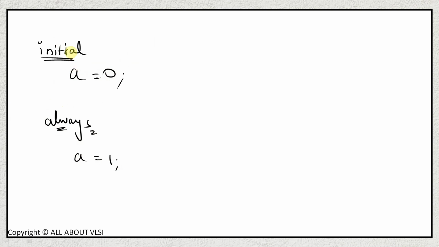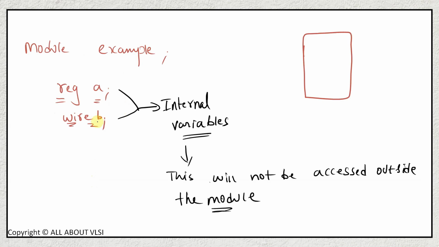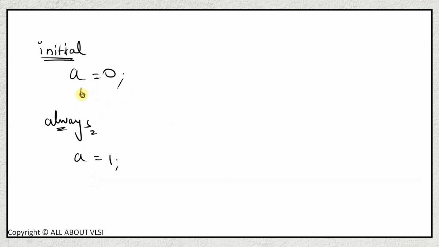Inside your initial block or always block, you cannot use net data type. Here we have a net data type which has been declared, B. So you cannot simply write B is equal to 1, and you cannot write assign B is equal to 1. You cannot use your net data type inside your initial block, and you cannot use it inside your always block.